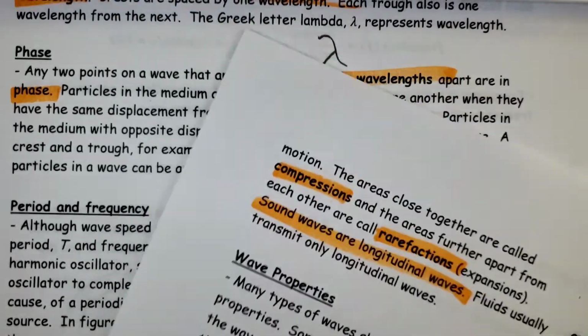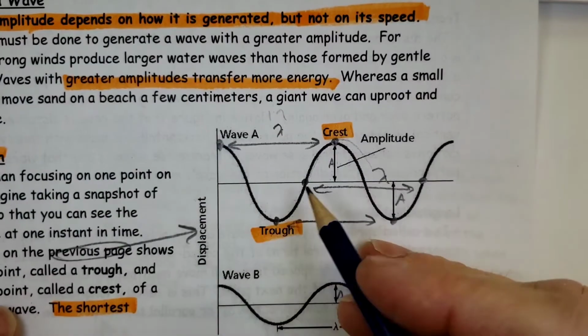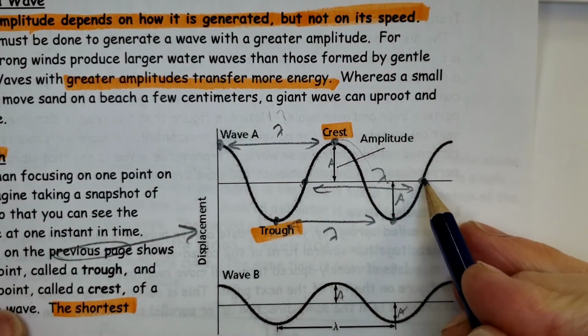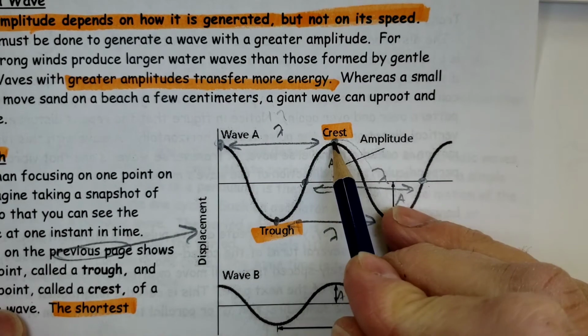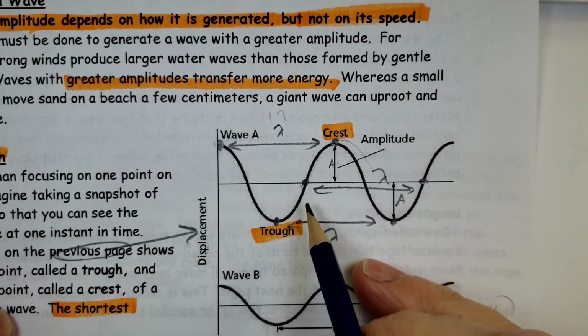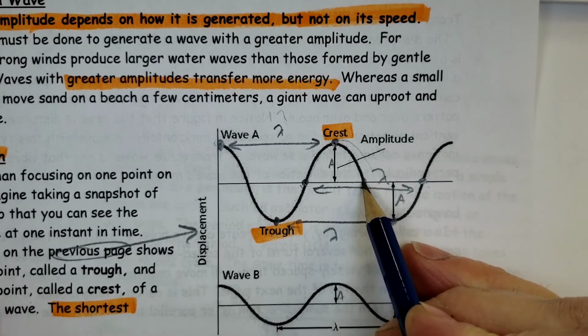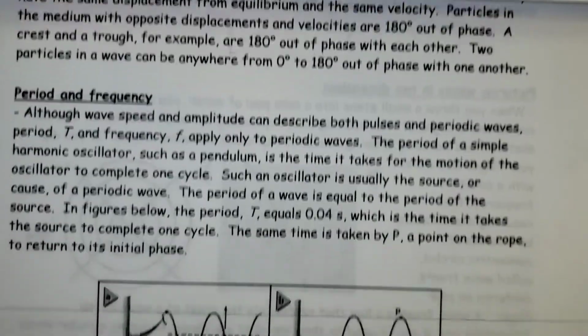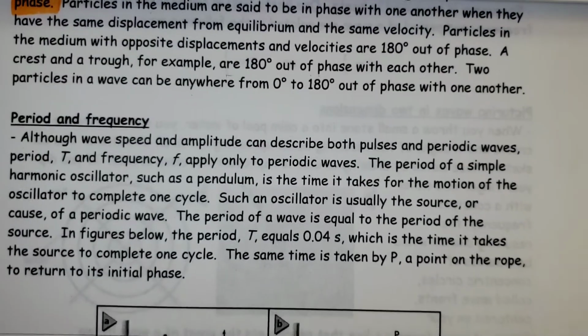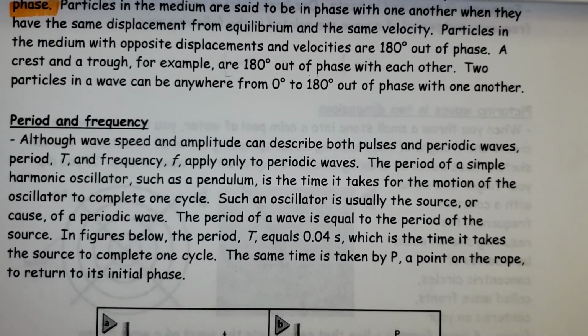So if I'm looking back here, this point and this point would be in phase. This point and this point would be in phase with each other. However, this point and this point would be out of phase with each other. So in phase, it's easy to see the exact corresponding points.